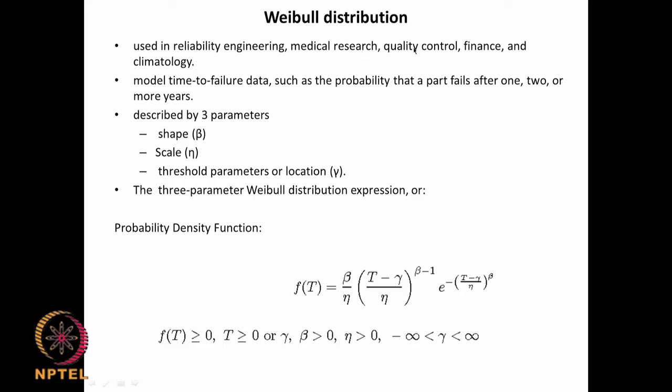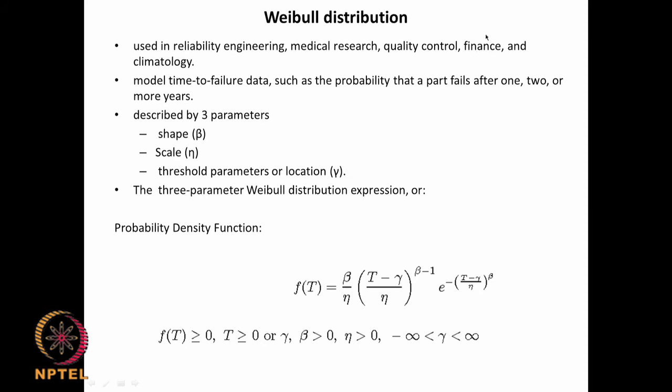You are making millions of artificial valves. What is the failure rate of these artificial valves? What percentage of these fail in, say, 2 months, what percentage fail in 1 year, and so on. Finance, of course, is also used quite a lot. It tells you how reliable a particular share market is, and so on. Climate, what will be the reliability of the climate.